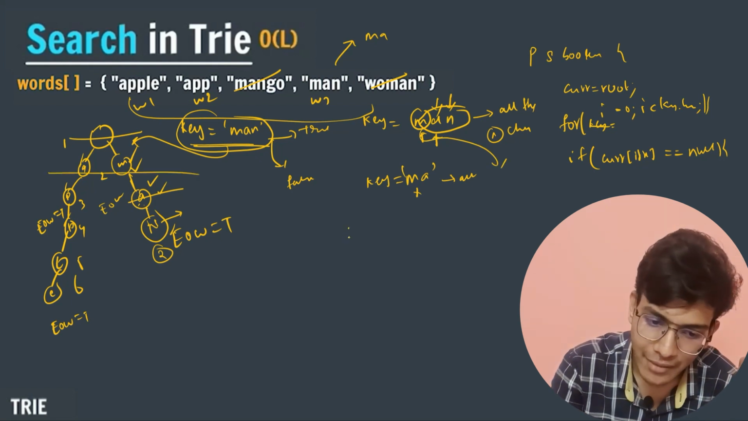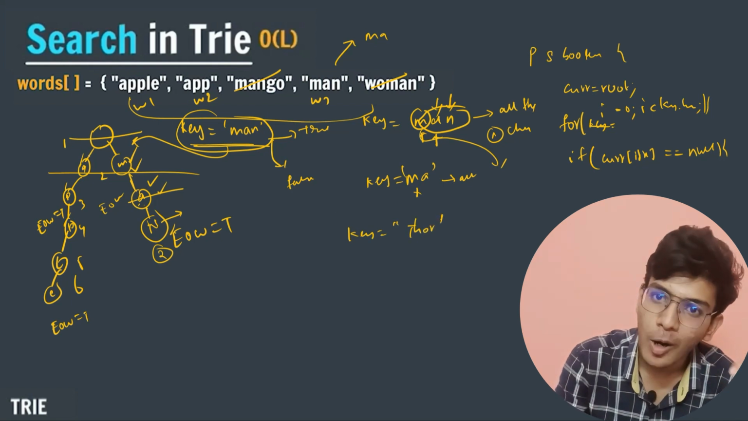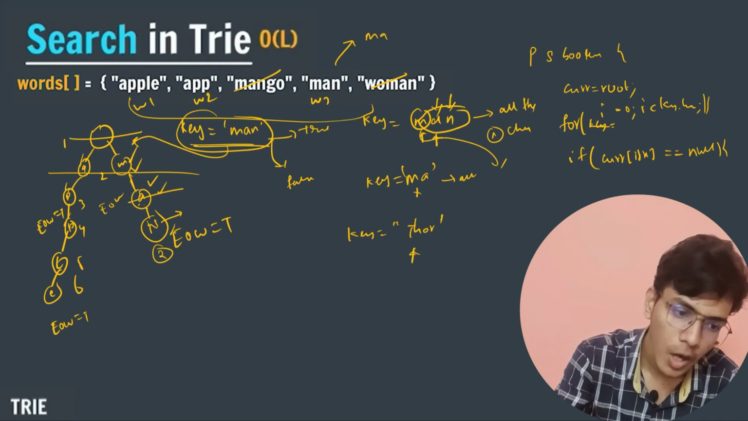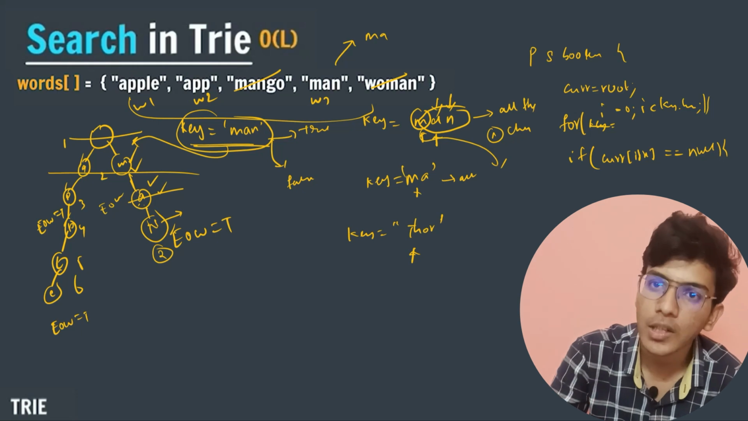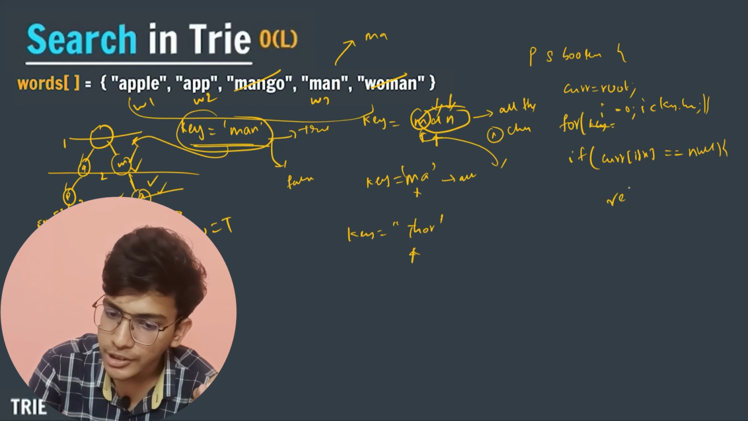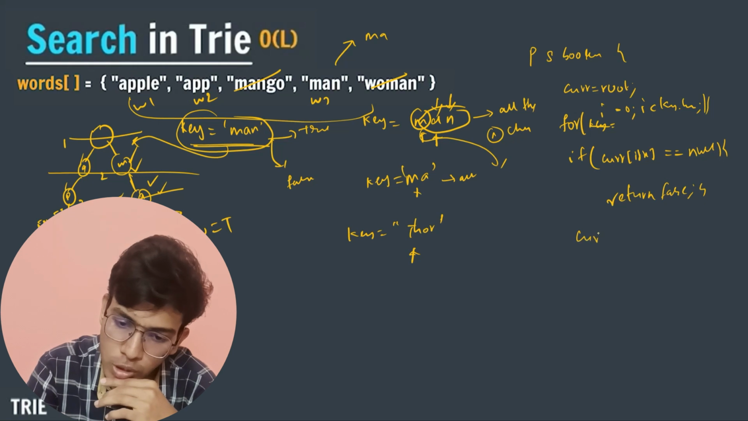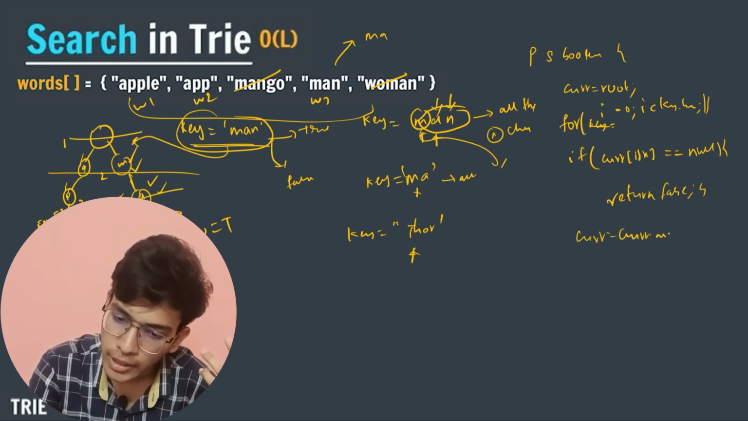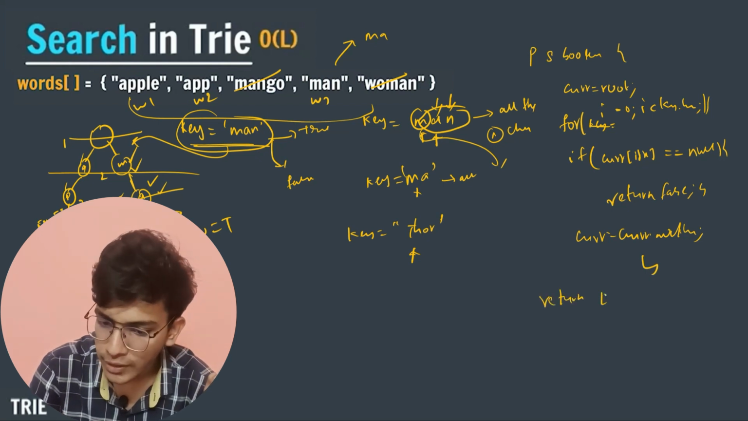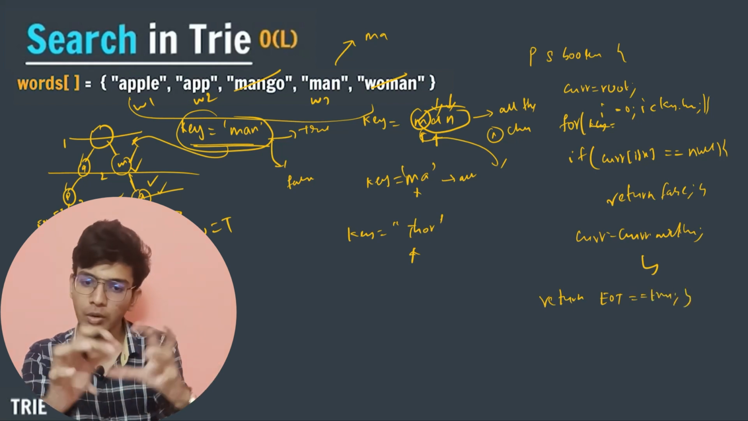For example, let's say I am having a key as Thor. You can see that in the trie, I am not having even the first character. The first character is T, but in the trie structure, I am not having a character T. If that is the case, then I will return false immediately. Else, I will move my pointer: current is equal to the next level. And finally, I will return true if my end of word is true. If end of word is equal to true, then and only then will I return true. This will be my overall pseudocode.